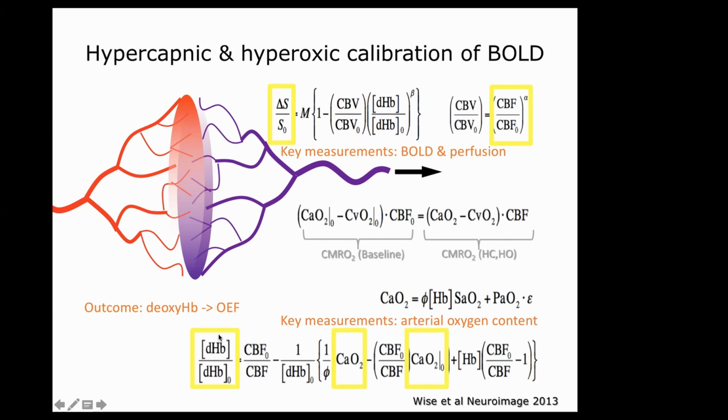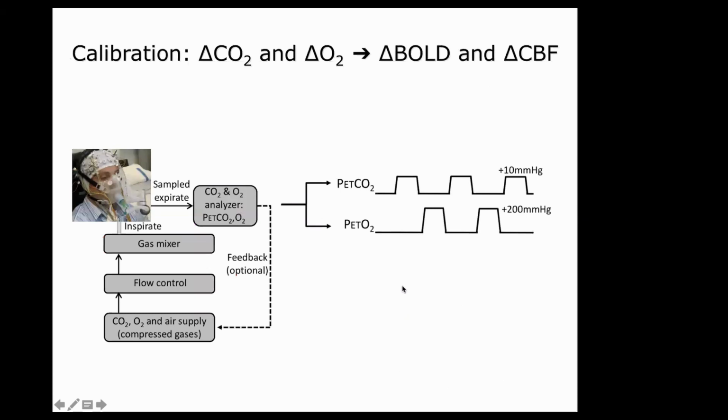It's got the things that we want to know, the concentration of deoxyhemoglobin. We can measure the concentration of arterial oxygen. We measure changes in BOLD signal, and we measure changes in blood flow using arterial spin labeling techniques. So then it's a question of designing an experiment to modify oxygen levels, modify carbon dioxide levels, and have an appropriate MRI measurement technique to acquire all the signals.